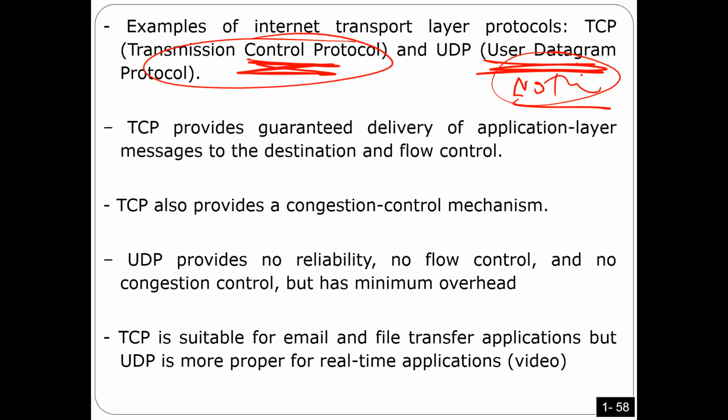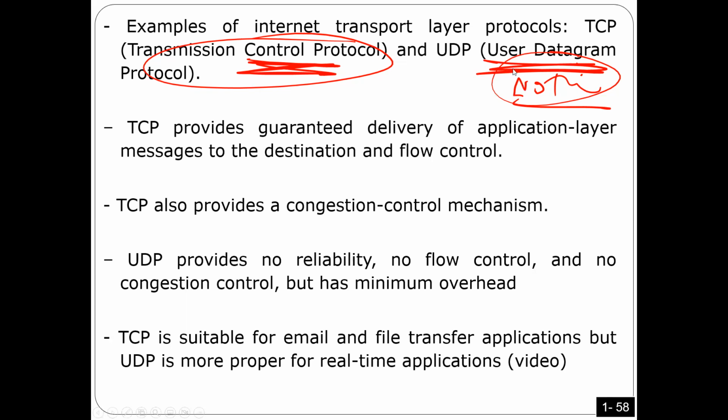For example, in emails or file transfer, we're going to use TCP. Why? Because I need to guarantee delivery. When you transmit an email, you want to guarantee the delivery of the email or the file. In this case, you have to use TCP. However, in case of multimedia or voice communication, we're going to use UDP.